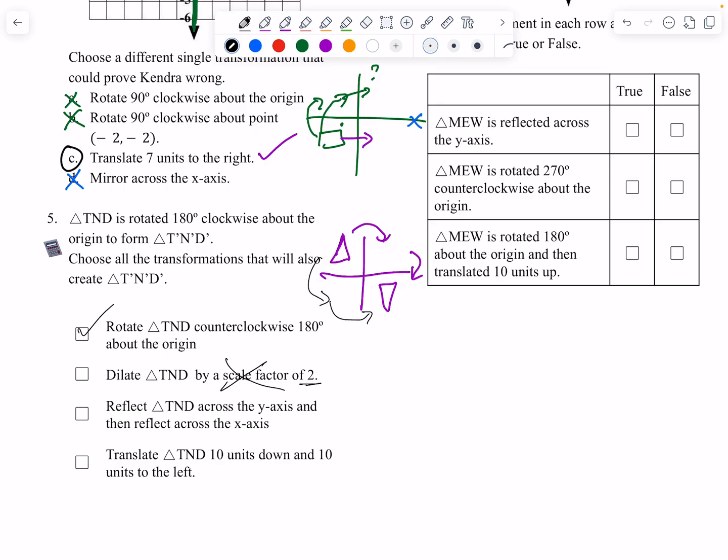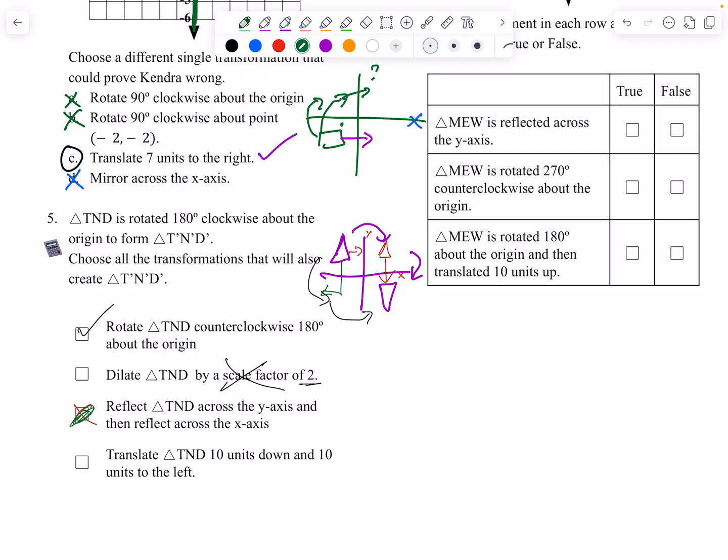If you reflect it across the Y, so there's your Y. So if I reflect it that way, now it looks like this. And you reflect it across the X, so now I go that way and I flip it over. Yeah, that works too. And then if I translate it 10 units down and 10 to the left, so if I go down and to the left, no. And even if I go to the right, the original is pointing up and the new one's pointing down, so that won't work. So those two are my options.